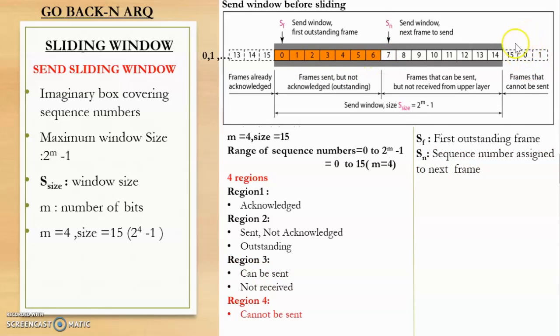Next, this is the last region which is not part of the window. So the frames with these sequence numbers cannot be sent until the window slides. So until this window slides, the frames with these sequence numbers cannot be sent. And this window will slide only after receiving an acknowledgement.